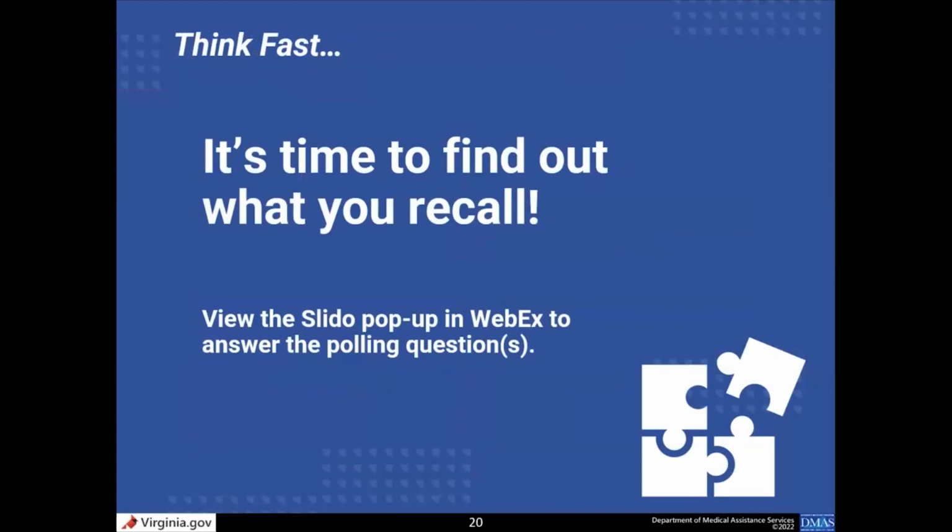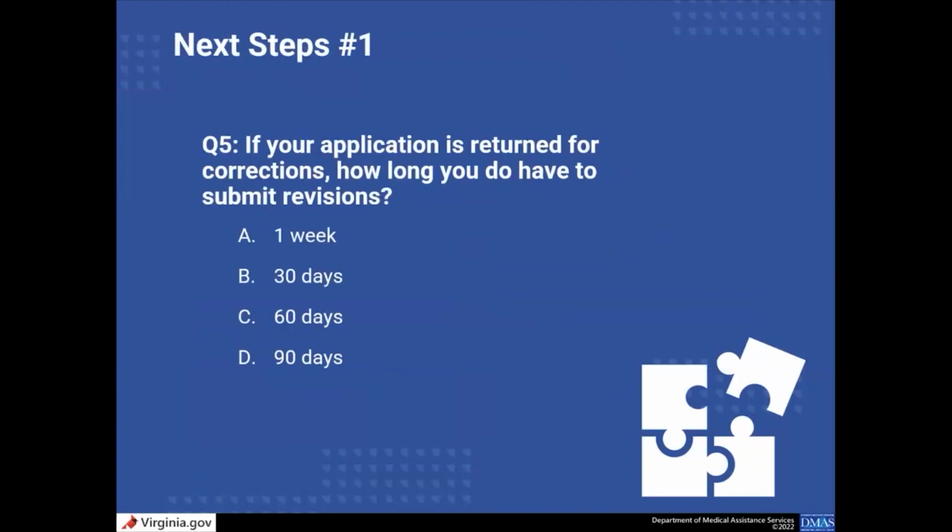So now it's time to find out what you recall. We have a quick quiz of 4 questions. Our first question, if your application is returned for corrections, how long do you have to submit revisions? Is it 1 week, 30 days, 60 days, or 90 days? The correct answer is 30 days. So this applies to new enrollments and revalidations.